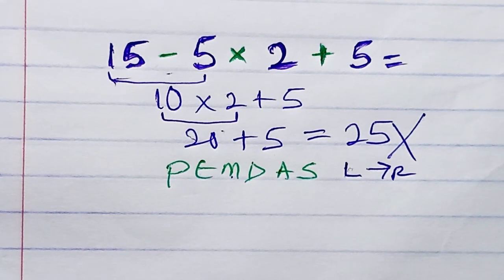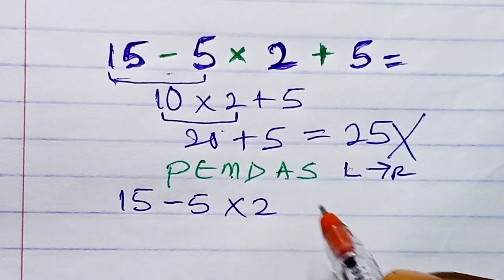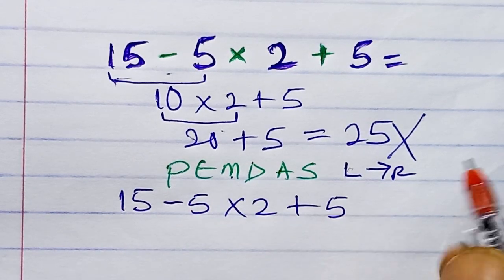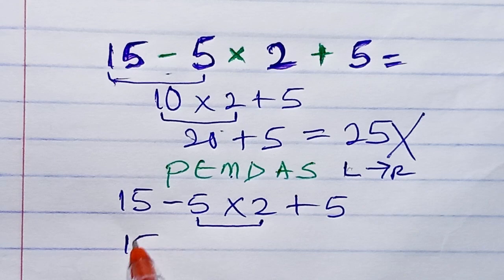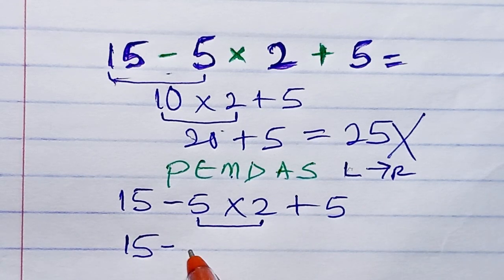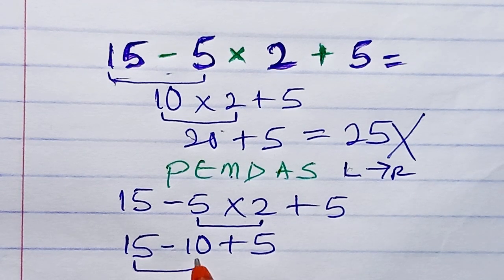Okay, so if we follow these rules, which is 15 minus 5 times 2 plus 5. So first of all, we have to do this multiplication. All right, so if we do that multiplication first, we are going to have 15 minus 5 times 2 is going to give us 10 plus 5. All right, 15 minus 10, this is going to give us 5 plus 5.